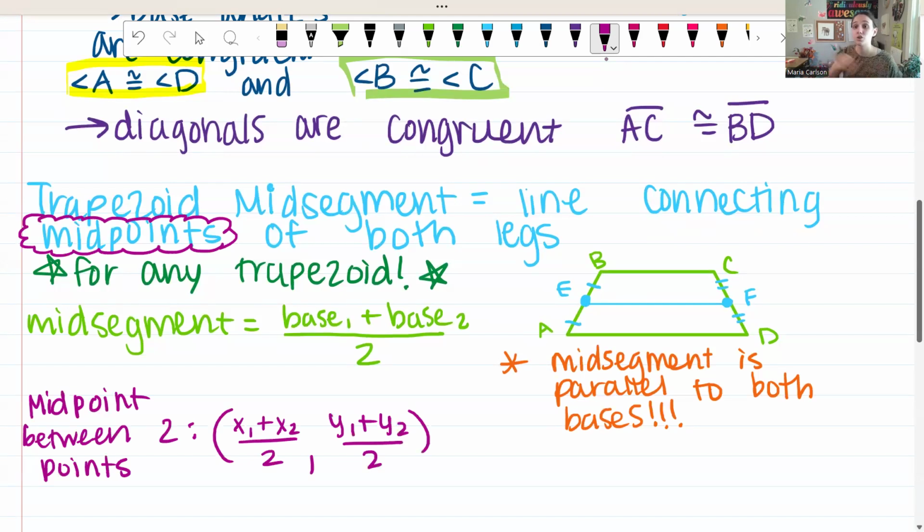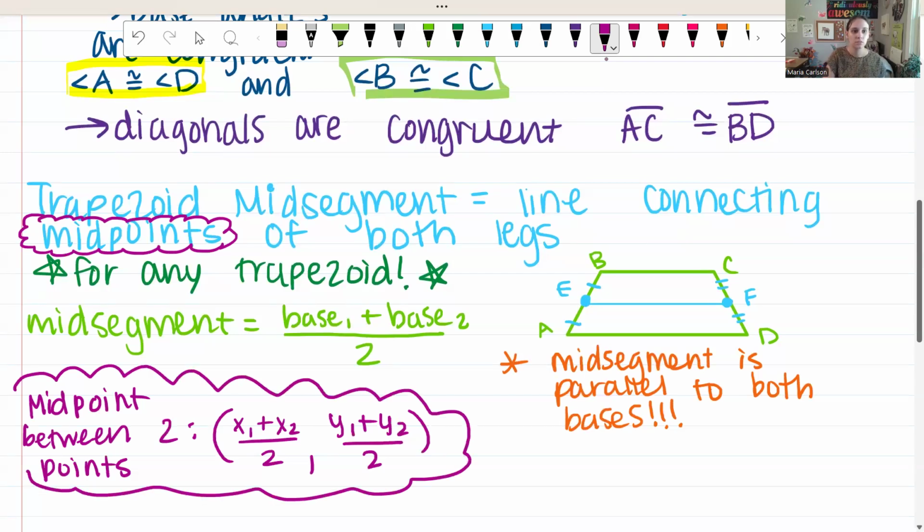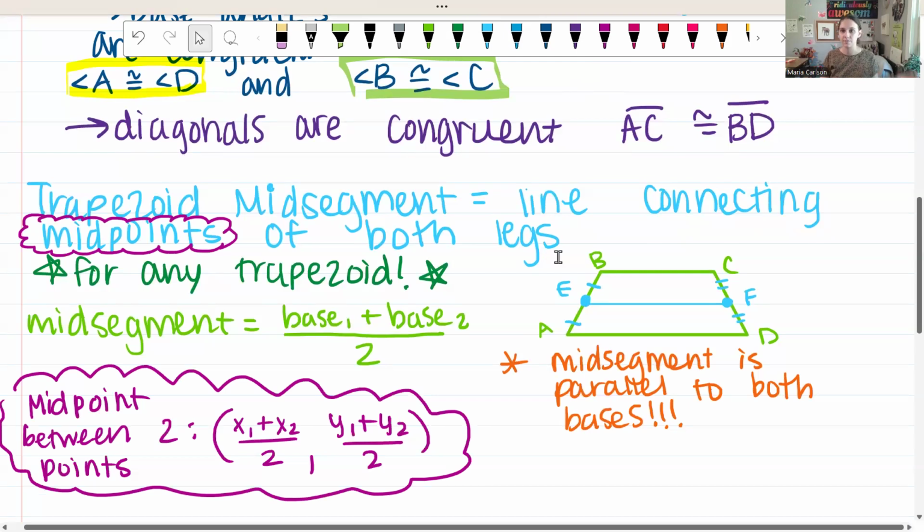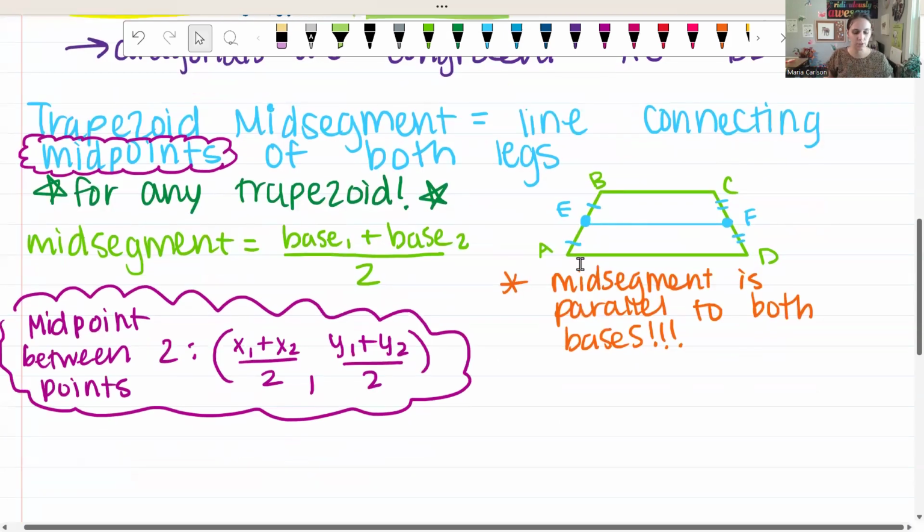So if you're provided just the coordinates of your trapezoid, you can still find the coordinates of the mid-segment. You just have to find your midpoints first. So please remember this midpoint formula that requires you to take the average of your x values and the average of your y values separately.